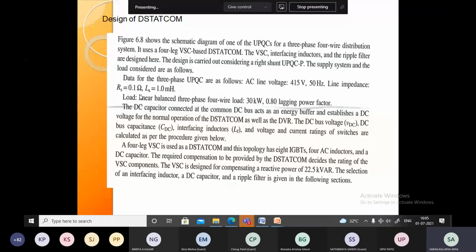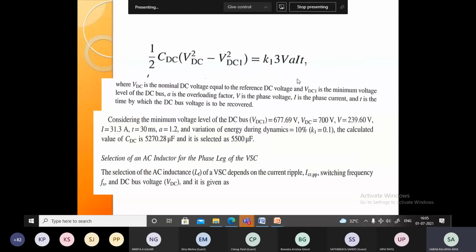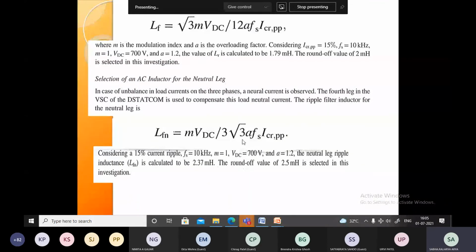Based on that, you can select the source impedance, RS and LS. Based on that, you can see the linear load of 30 kVA at 0.8 power factor. So based on that, you can find the reactive power demand. They have taken 22.8. Then how can we decide the DC link voltage? This formula we have already seen. Capacitor by this formula, inductor by this formula.